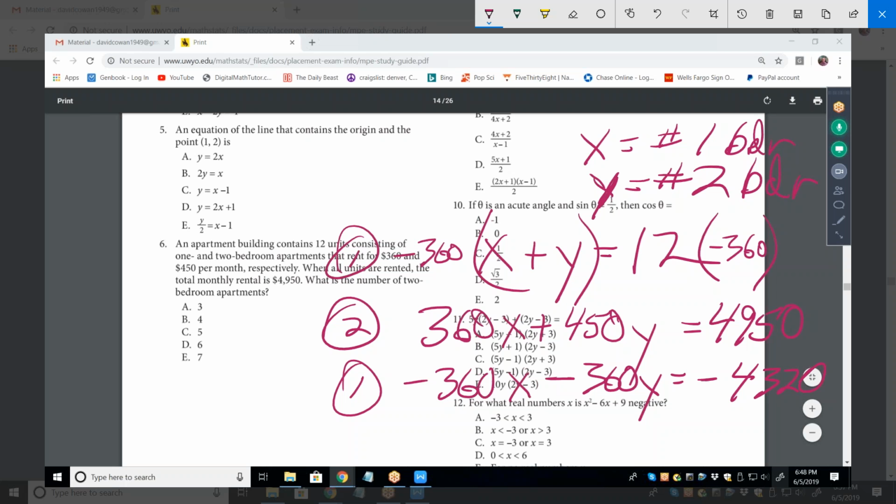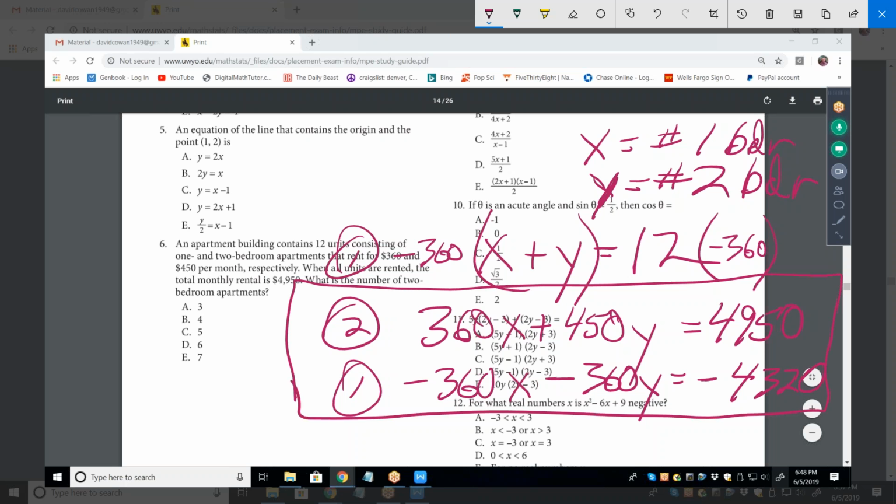Now, I'm going to deal with these two equations next. Notice, if I add those two equations together, the x variable disappears. It gets eliminated. That's why I multiplied equation number 1 by minus 360, exactly 360, not 370 or 359 or 361, so that I would end up with a negative 360x, because I already got a positive 360x.